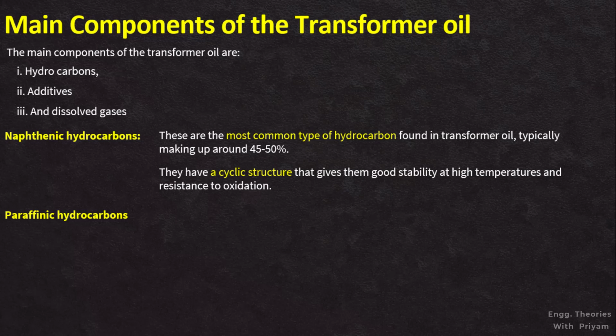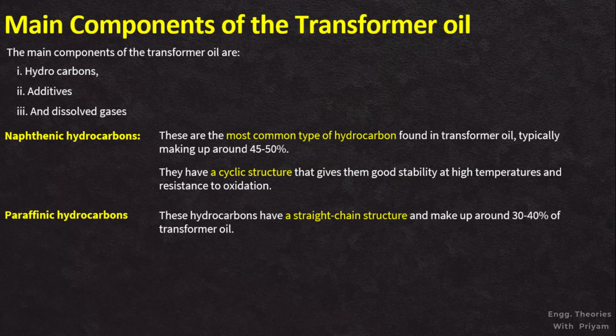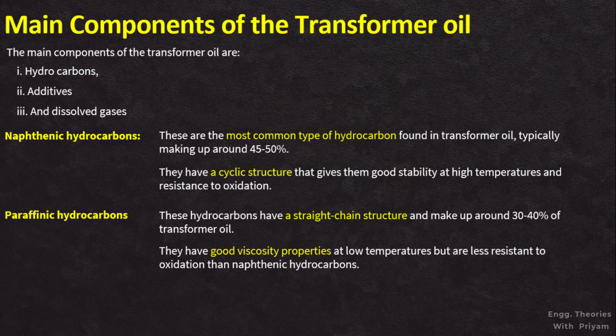Paraffinic hydrocarbons. These hydrocarbons have a straight chain structure and make up around 30 to 40% of the transformer oil. They have good viscosity properties at low temperatures but are less resistant to oxidation than naphthenic hydrocarbons. Examples are decane and dodecane.